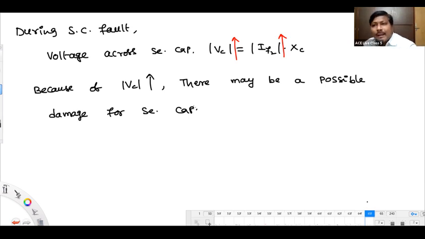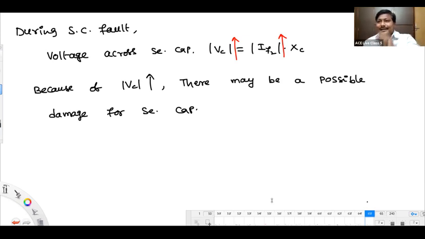There may be a possible damage for the series capacitor. Is it a disadvantage or advantage for you? This complete consequence, whatever I am discussing now, will be a disadvantage only. Because fault level in the system is increasing, we have to change the breaker with high capacity. Not only that, the capacitor itself is damaging. It's a complete disadvantage for me.